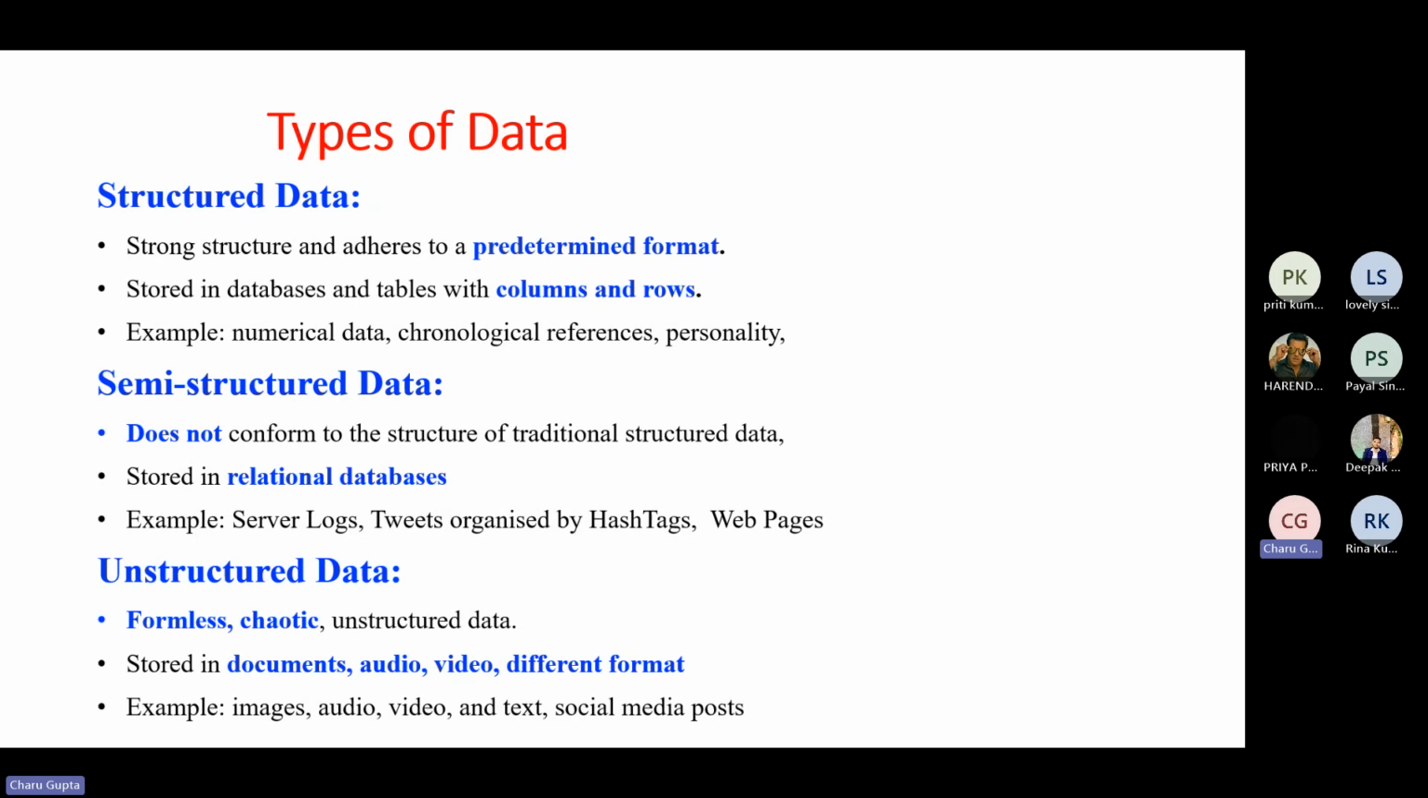Social media posts, they are highly unstructured. Okay. So these are the different types of examples.